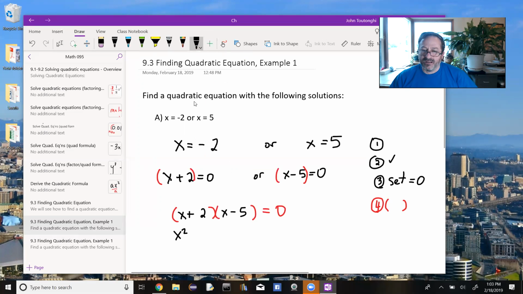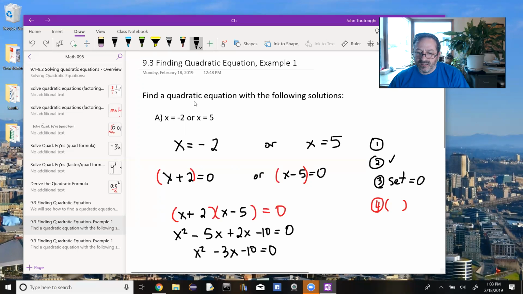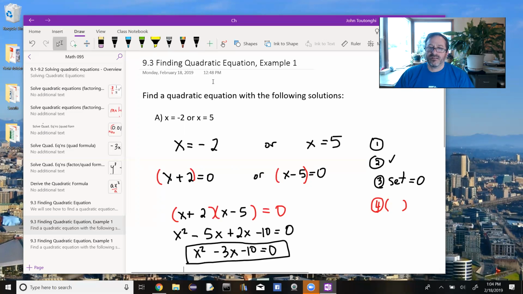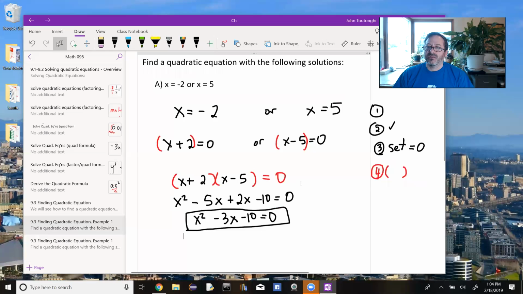So we would get x squared minus 5x plus 2x minus 10, again, equals 0. And combining like terms, x squared minus 3x minus 10 equals 0. And that is a quadratic equation. Let's undo that. That is a quadratic equation with solutions x equals -2 or x equals 5.